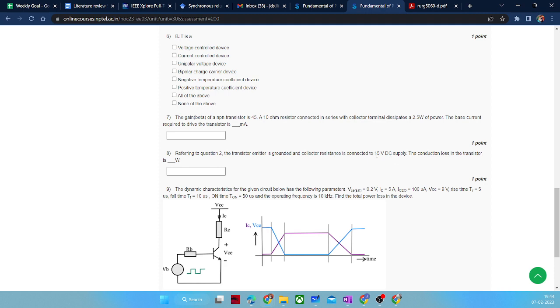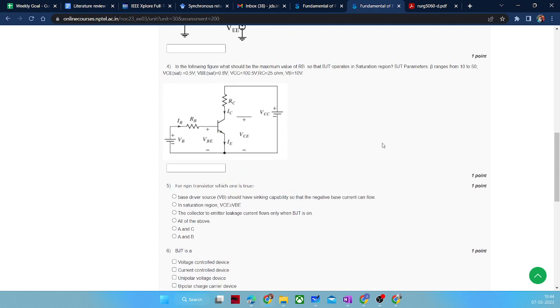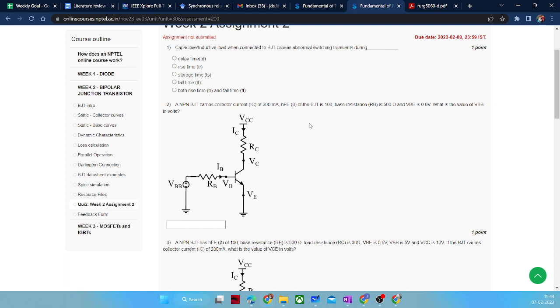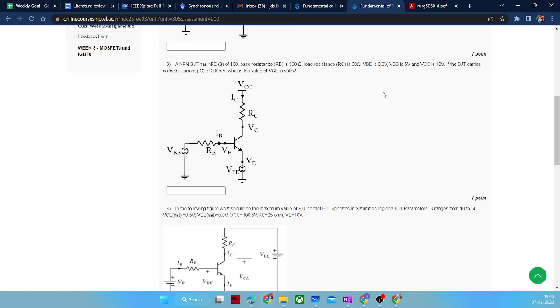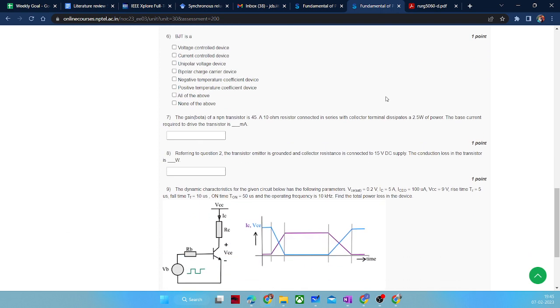Okay, so if it is a DC supply and no switching is there, let me go through the problem once. I haven't seen this problem before. The emitter is grounded. Yeah, so as was correctly pointed out, it is a DC, so you can find the conduction losses by considering D equal to 1. Okay, good. Thank you.